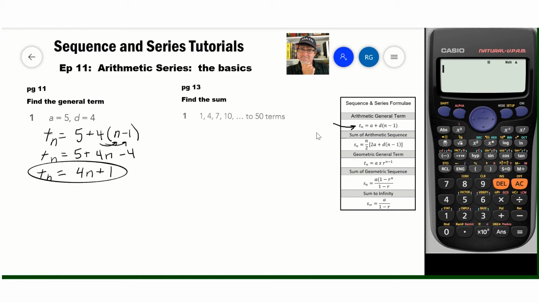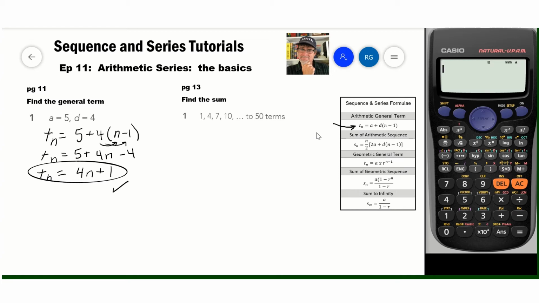In other words, I can just plug in any n into the 4n plus 1. For example, let's say I wanted the fifth term in the sequence. Well, 4 times 5 is 20 plus 1, 21. 21 would be the fifth term. I could do that with any of the terms in that sequence. So that's a very helpful thing to be able to do, find the general term.